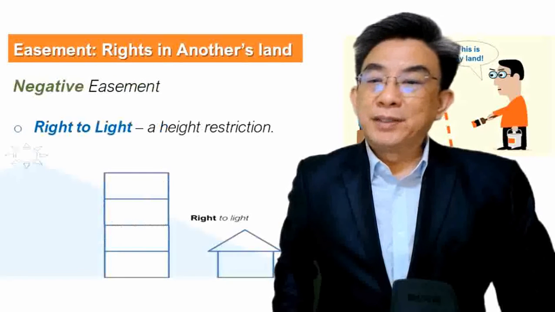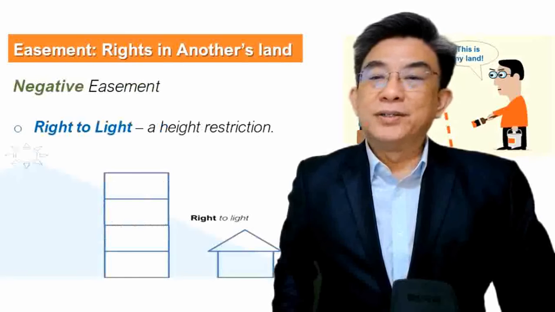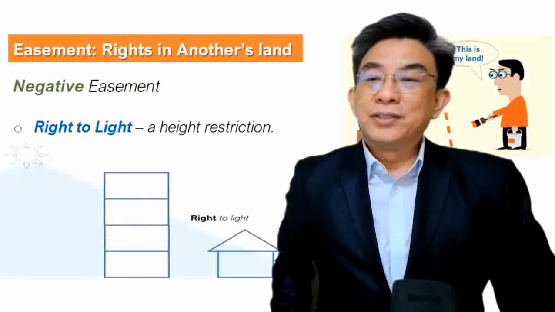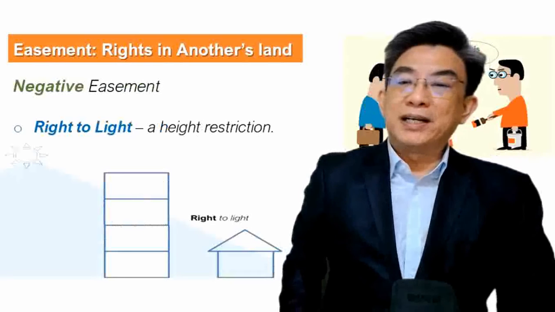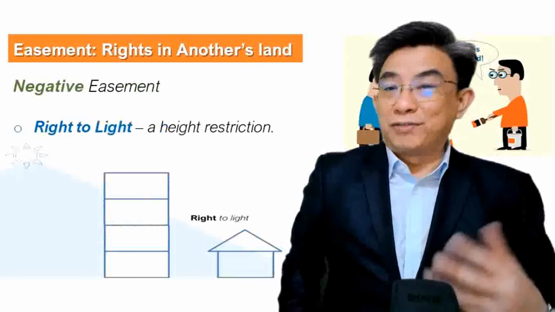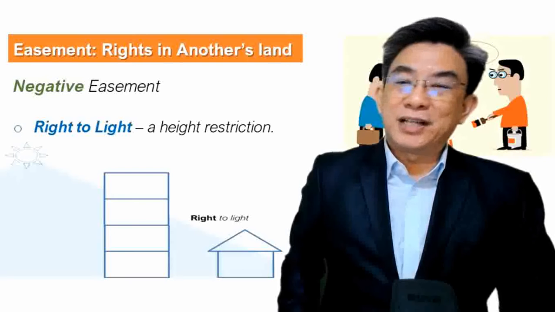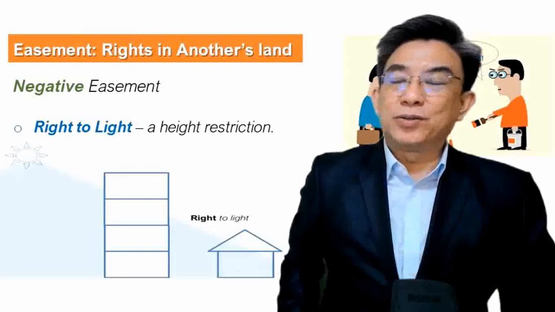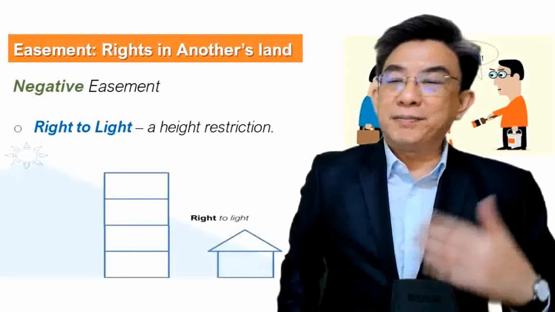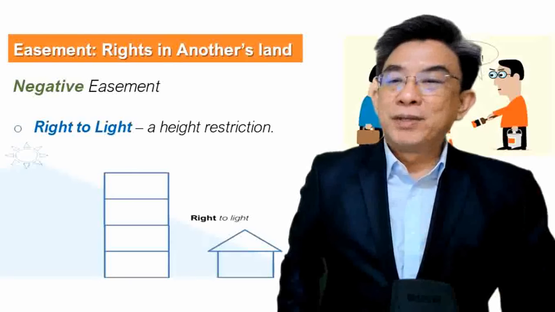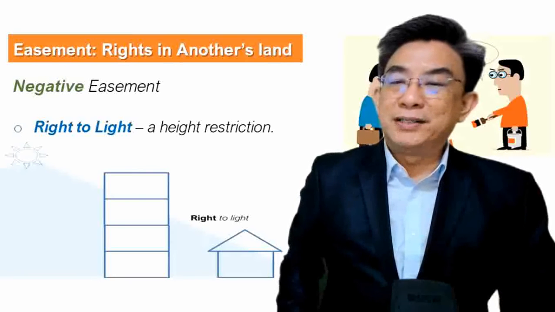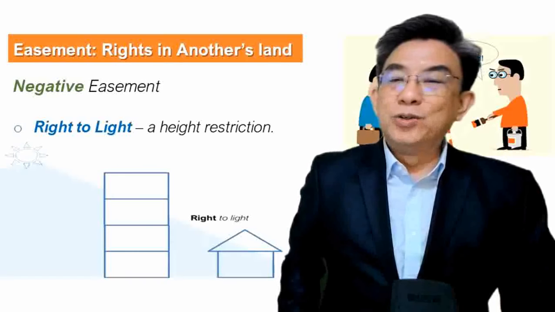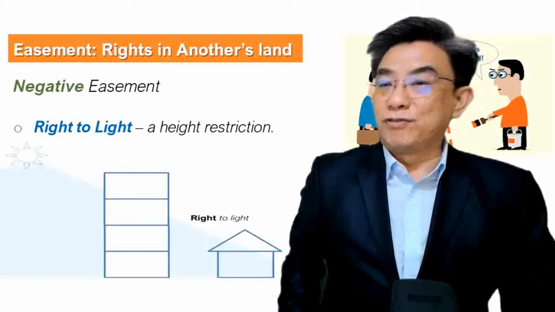Now, an example of a negative easement: right to light, a height restriction. I don't know whether you can see the example clearly. Say, for example, in Telok Kurau. In the past, not now, because now you will see plenty of low-rise apartments in Telok Kurau estate. But say some 20, 30 years ago, when there were fewer such apartments, you'll find that two bungalow owners may have this kind of restriction.